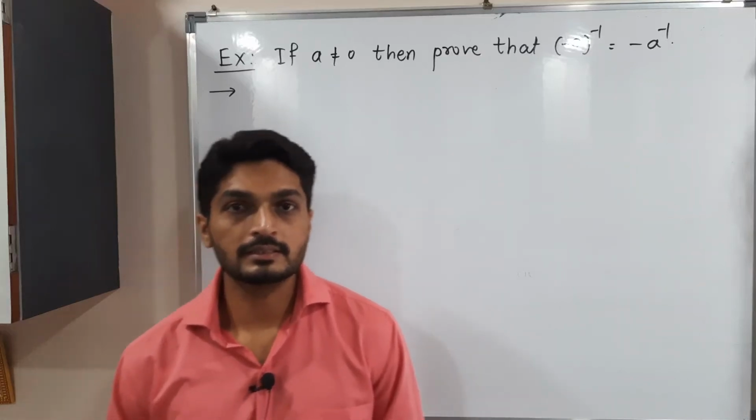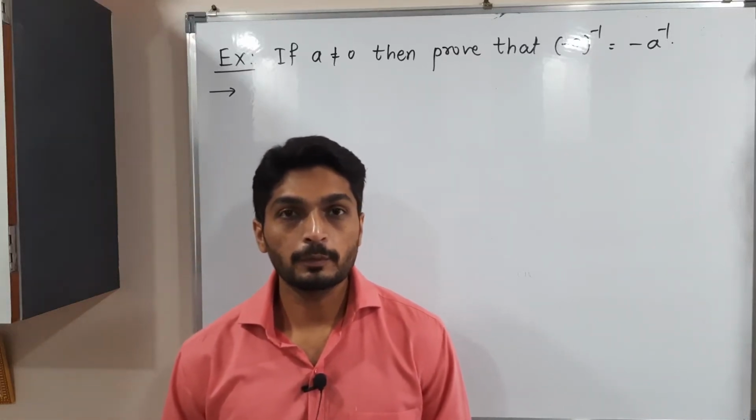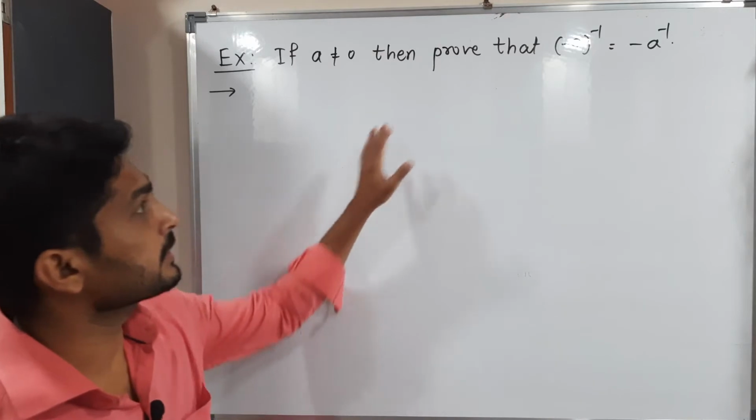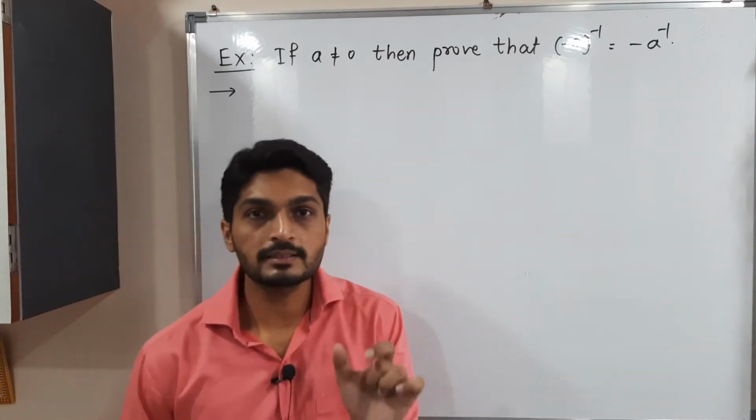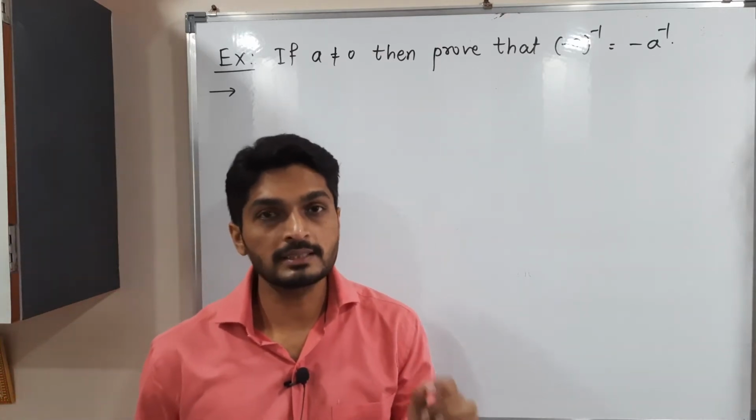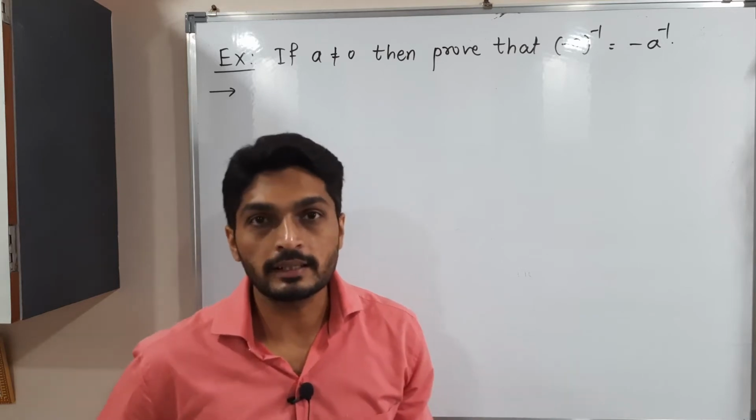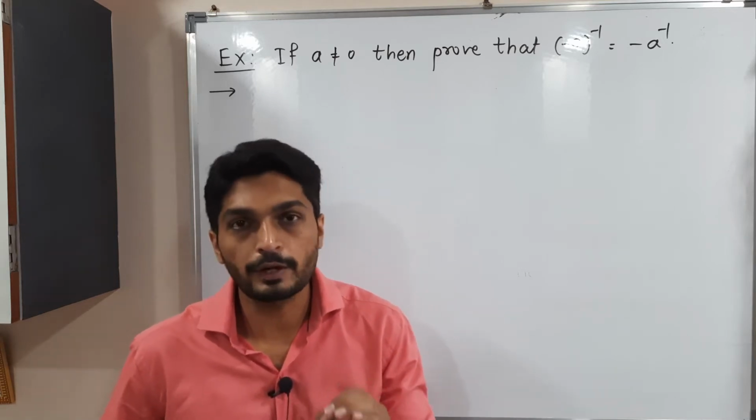Let us discuss this example. Okay, so what we have to prove here: a is non-zero, then we have to prove that (−a)⁻¹ is equal to −a⁻¹. That means the minus sign comes outside when we take the inverse. This thing we have to prove.